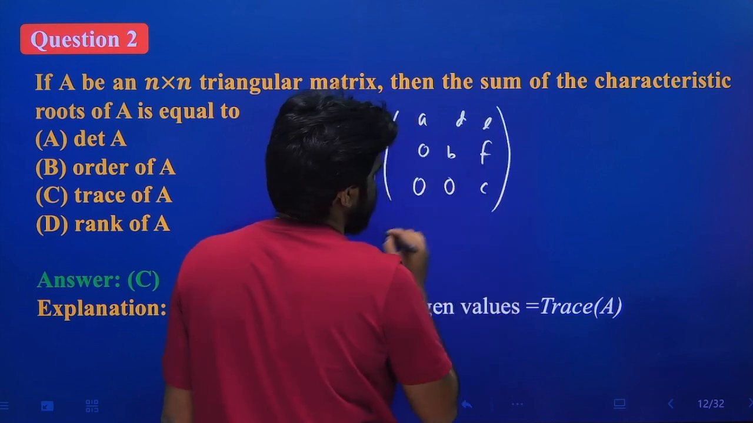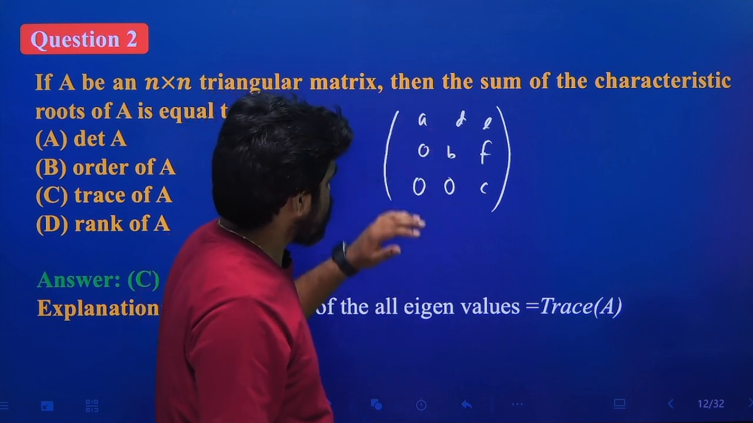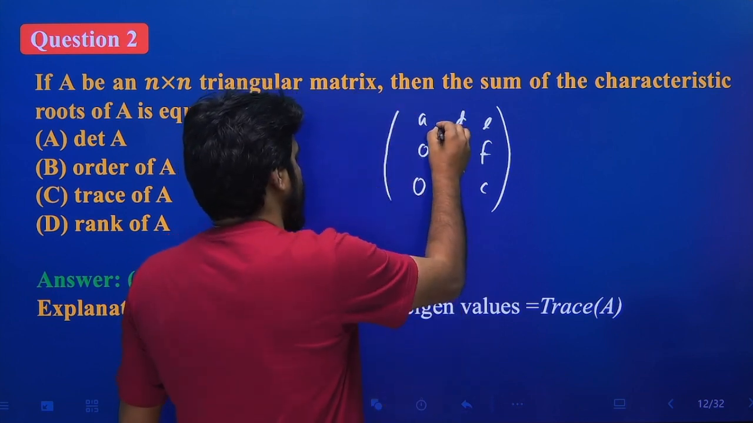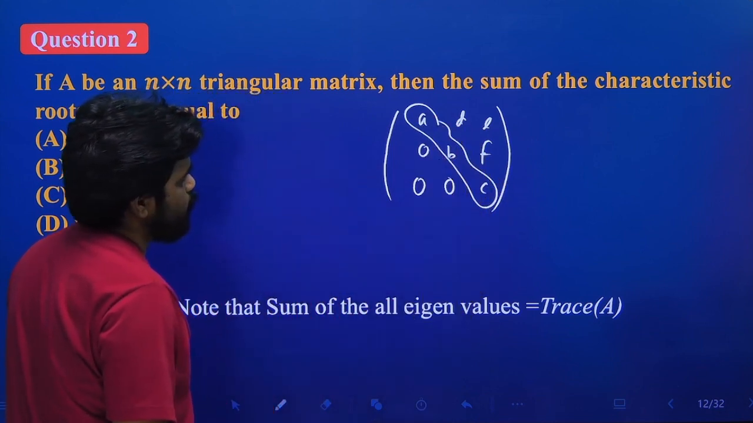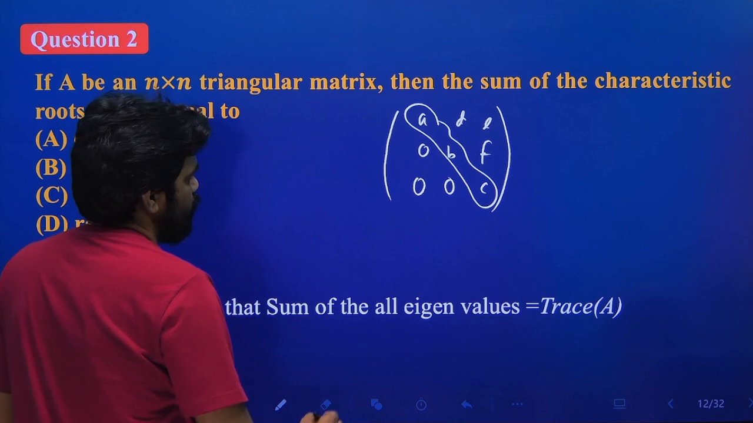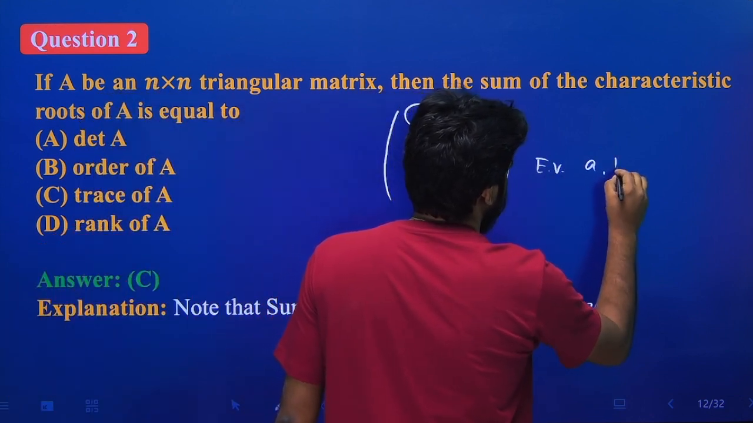Suppose you consider an upper triangular matrix. This is an upper triangular matrix. So what are the eigenvalues? The eigenvalues of A are a, b, c. Okay, what are the eigenvalues? Eigenvalues are a, b, c.